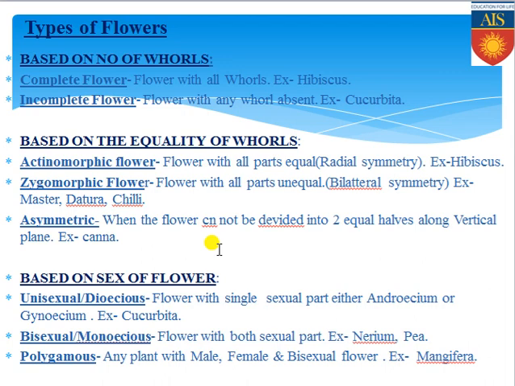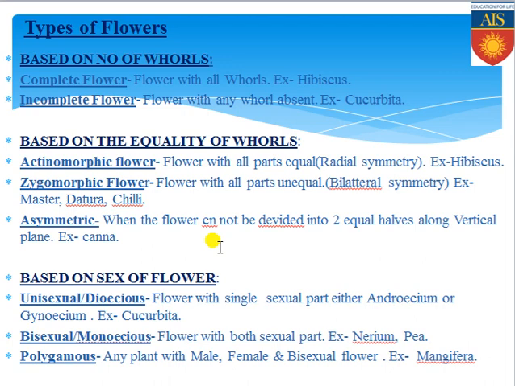Coming to the next slide, where you can see the types of the flower. We have categorized the flower based on various features. So let's see one by one. First of all, we have categorized the flower based on the number of whorls, that means how many whorls are present in the flower. Based on that we have categorized. If the number of whorls is 4, that means all total 4 whorls are present properly, then that flower is known as complete flower.